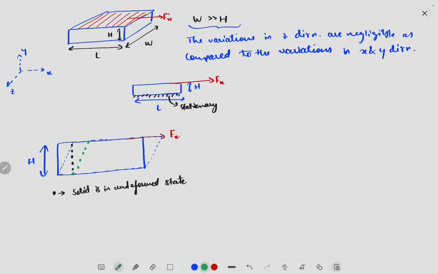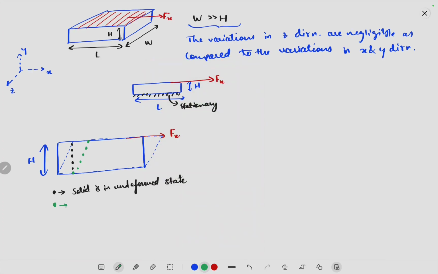Okay, so this should look like, actually, sorry, this should look like this. Okay, so let me write it. This green refers to solid in deformed state.